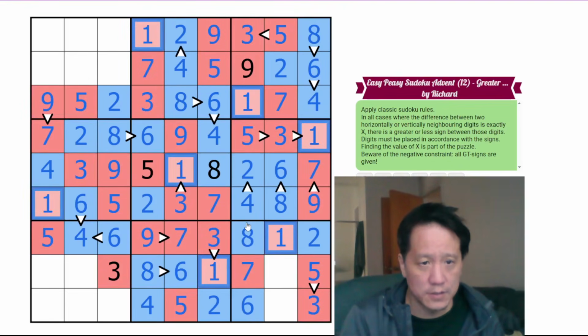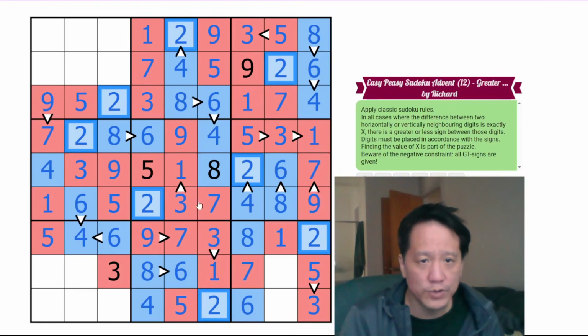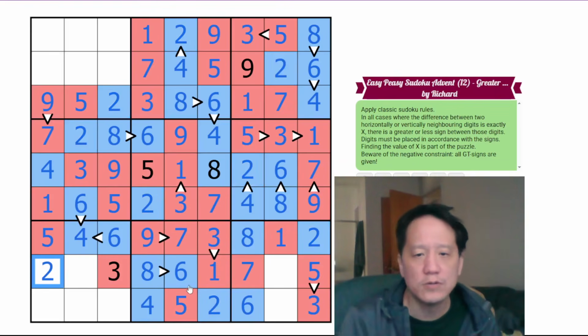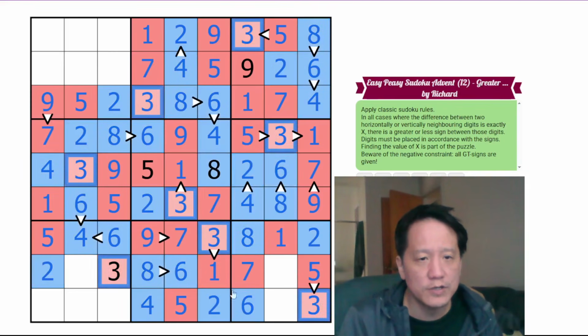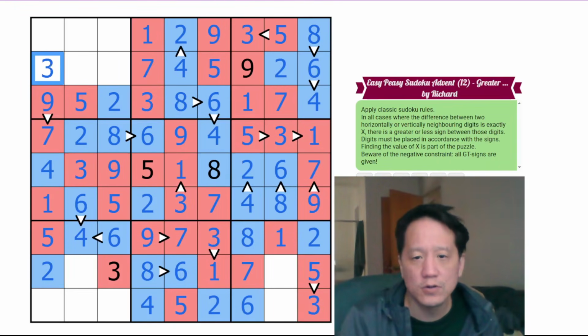Ones. No, we can't. 2. We have 8 twos, I believe, right? So we know where the last 2 has to be. It has to be here. So that's 2. 3s. We have 8 3s, so we know where the last 3 has to be. It has to be there.